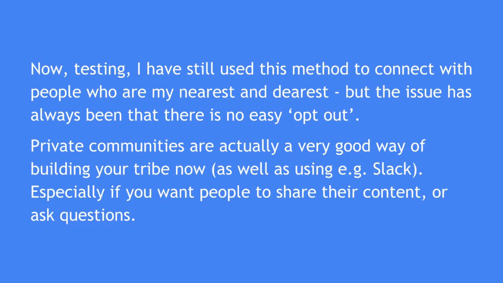But let's now talk a little more on this, because permission marketing, the idea is that you give me permission and I'm allowed then to market to you. So I've still used this method to connect with people who are nearest and dearest. But here's the issue. There's no easy opt-out. So if I create a circle and I say, I'm going to send you some really super cool content, you'll receive it and you're going to get an email.